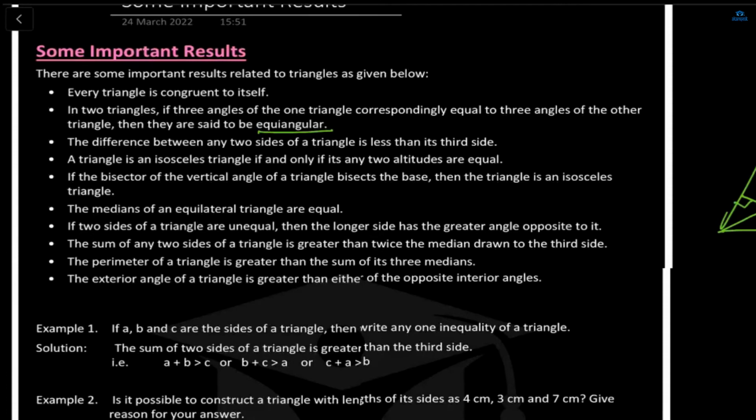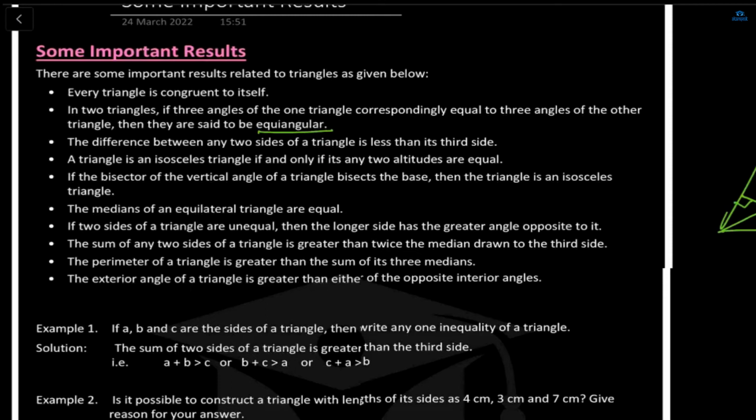The perimeter of a triangle is greater than the sum of its three medians. Perimeter is the sum of all three sides only, so the sum of all three sides of a triangle is greater than the sum of the three medians.